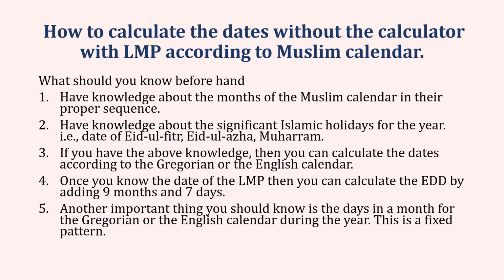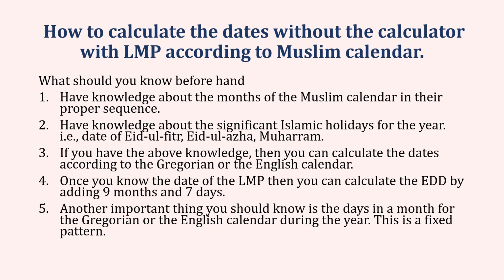Secondly, we must also have knowledge about some significant Islamic religious days and the days on which the holiday comes every year. So for example, you should know the date on which Eid al-Fitr happened, Eid al-Azha, or 10th of Muharram. If you have the above knowledge, then you can calculate the dates according to the Gregorian or the English calendar.